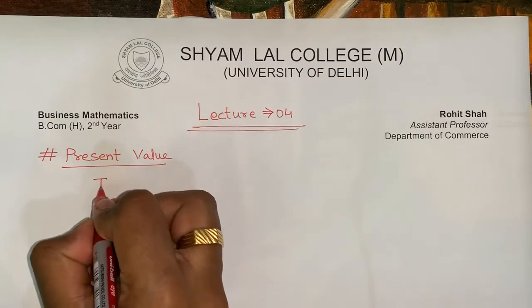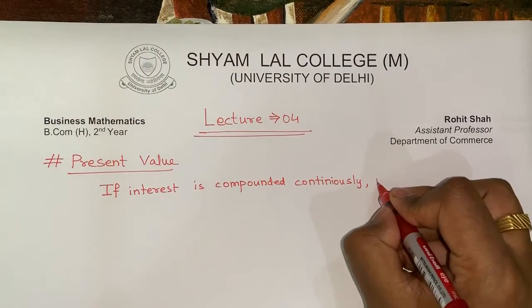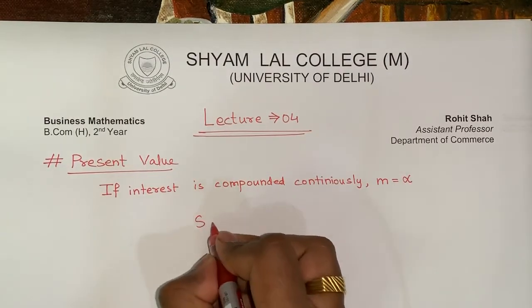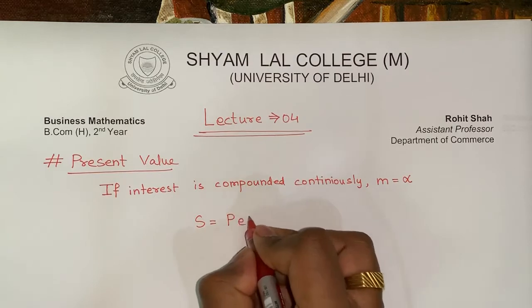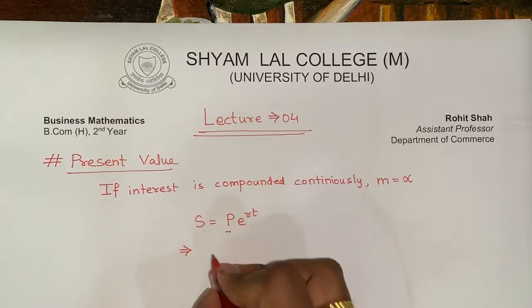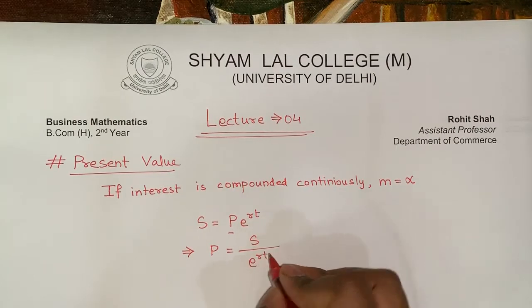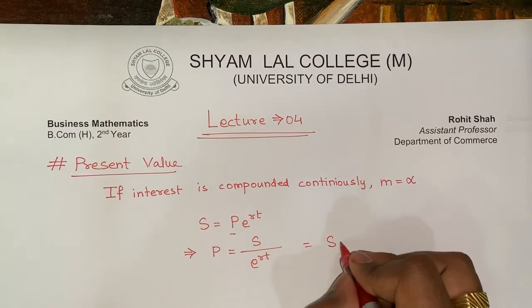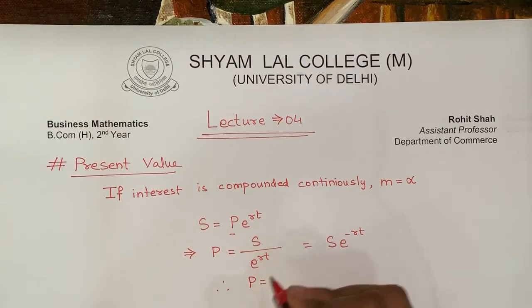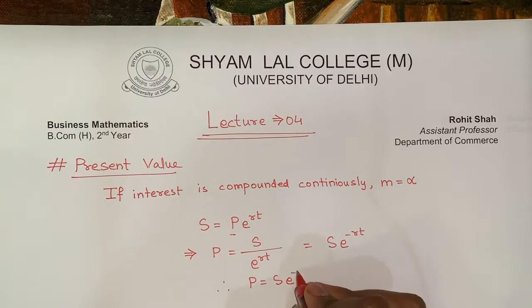So, if interest is compounded continuously, that is my m is equal to infinity, in that case we all know that amount is equal to P e to the power rt, where P is nothing but the present value. So we can rewrite this formula as P is equal to amount divided by e to the power rt, which is equal to amount multiplied by e to the power minus rt. Therefore, present value if interest is compounded continuously is amount multiplied by e to the power minus rt.